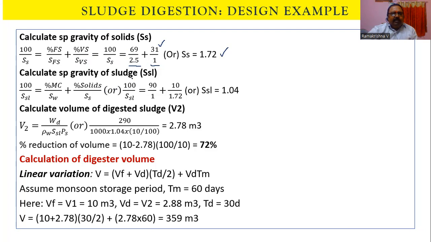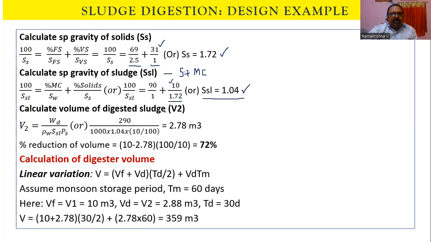And now we will calculate specific gravity of the sludge. So this is nothing but solids plus water. This contribution also we have to see. Water means moisture content. So percentage moisture content by specific gravity of the water, percentage solids by specific gravity of the solids. 100 by SSL is equal to 10% solids means 10% divided by specific gravity of the solids 1.72, and the remaining 90% will be water having specific gravity of 1. So that SSL is now we are calculating as 1.04.